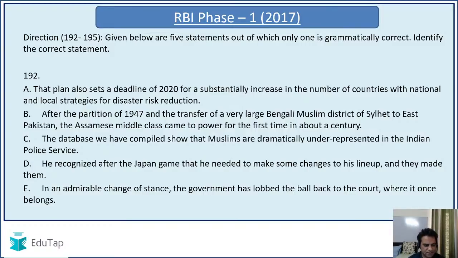So let's read and let's try to solve it, guys. That plan also sets a deadline of 2020 for a substantially increase in the number of countries with national and local strategies for disaster risk reduction.